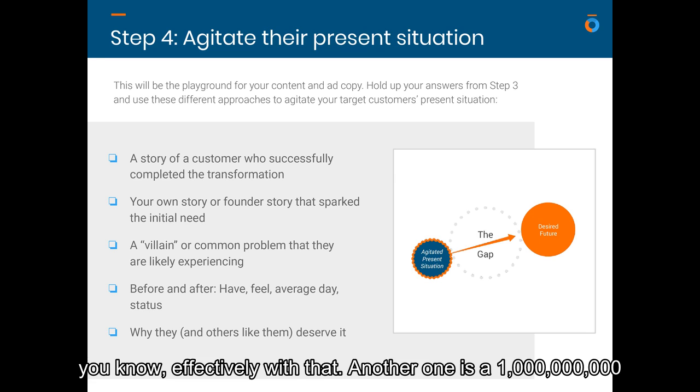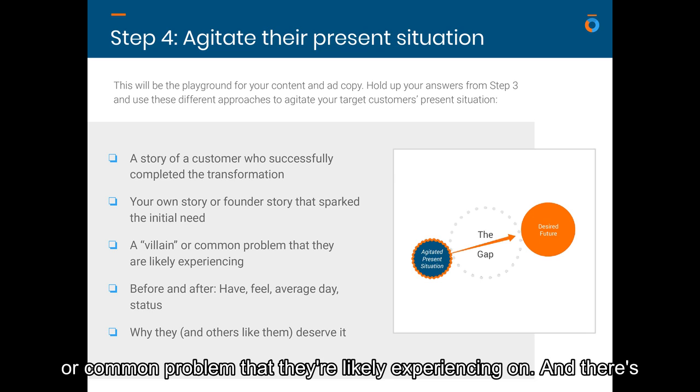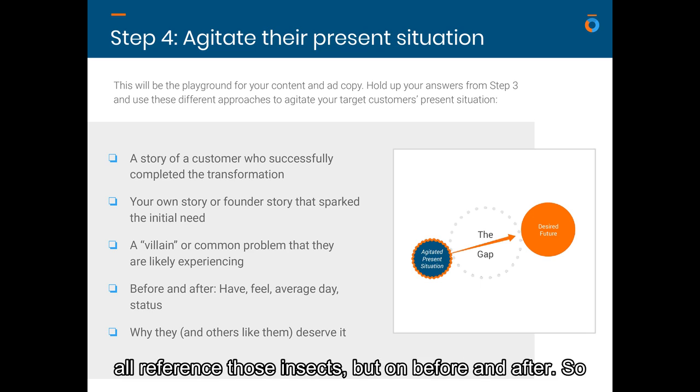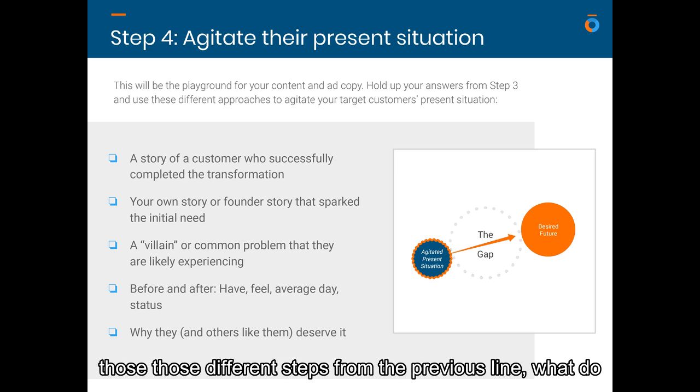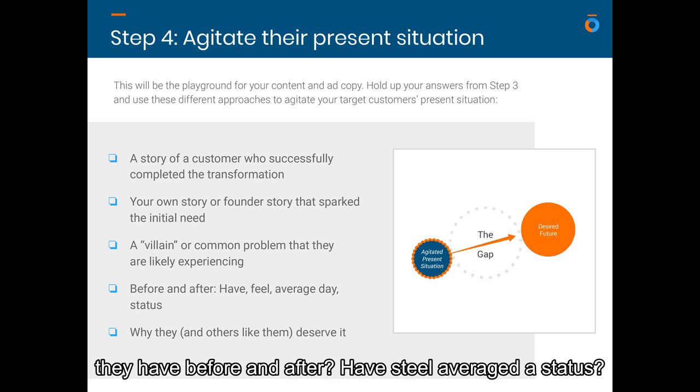Another one is a villain or common problem that they're likely experiencing. There's a couple that I used in the talk today, so I'll reference those in a sec. And then before and after. Those different steps from the previous slide. What do they have before and after? How do they feel? Average day status.